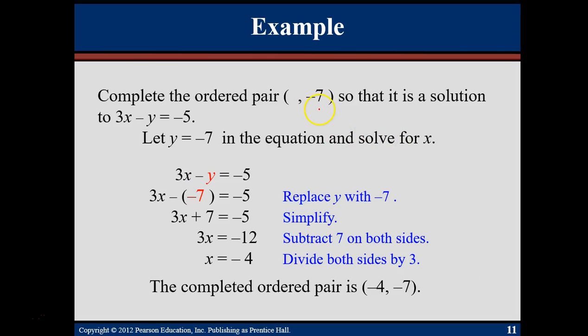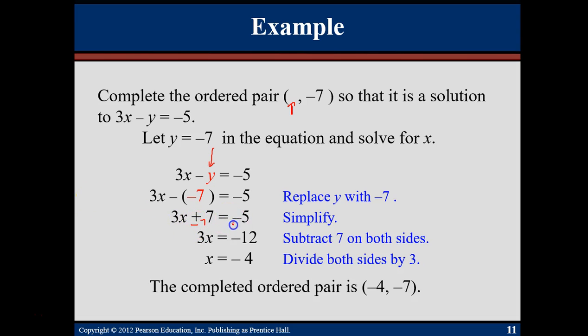If you have the y part of the coordinate and you want to find the x part, then you just let the y be whatever value they gave you in that coordinate. So here y is equal to negative 7. I'm going to take the y out, and I'm going to put the negative 7 in. It's a good practice to always put what you're subbing in for in parentheses, so you don't accidentally lose a negative. You don't want to say 3x minus 7. It's 3x minus a negative 7, and a negative is a positive.